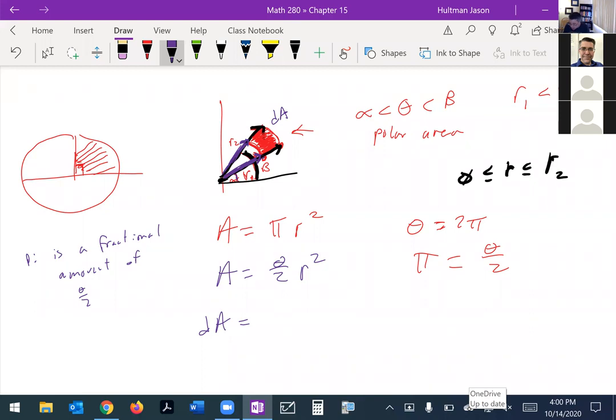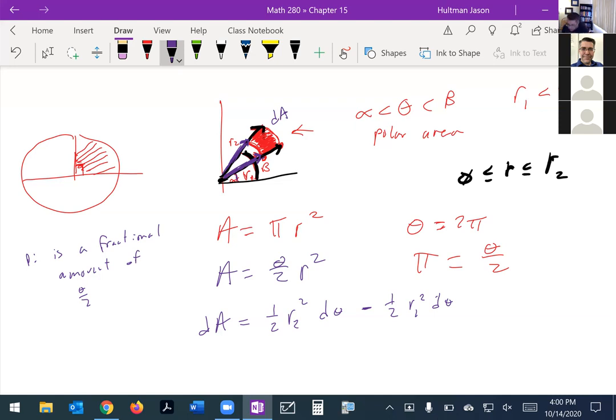Well, the change in area here, as we sweep this out from alpha to beta, is going to be 1/2 R2 squared d theta, how that's changing from R2, minus 1/2 R1 squared d theta. So as theta changes, it sweeps out this area. And how do I calculate that total area?